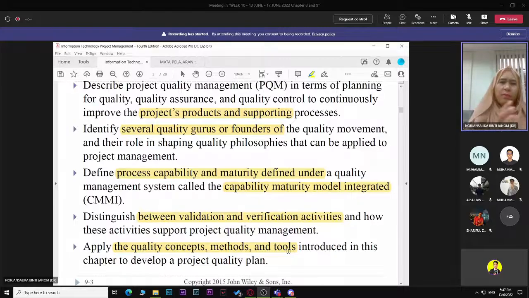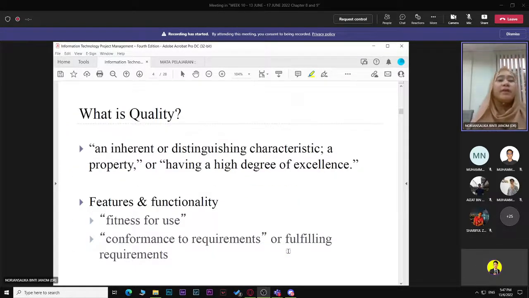Once you have done that, how do you want to define the quality? Make sure the process is good, the product is good. That is the most important. So this chapter is actually the wrap up of all what you have learned so far.